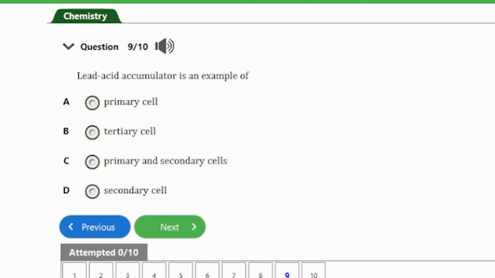A lead acid accumulator is an example of a secondary cell. Actually, we know that secondary cells are rechargeable batteries. So in these batteries, the chemical reactions that occur at the electrodes are reversible. So when the battery is discharged, the chemical reaction can be reversed by applying an external electrical power source. So in that case, charging the battery. So that's it for this question. The lead acid accumulator is an example of a secondary cell.